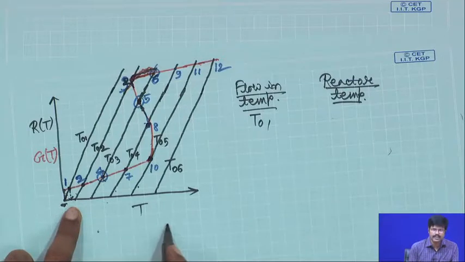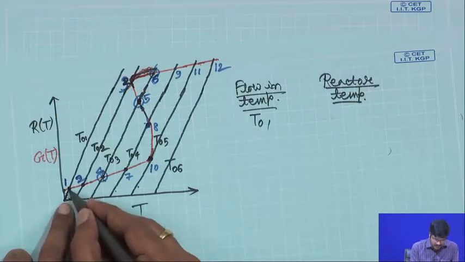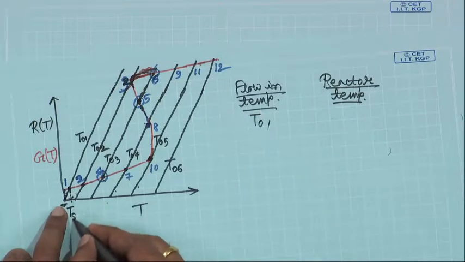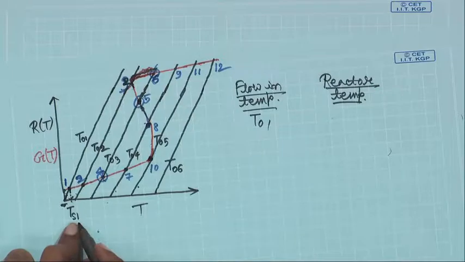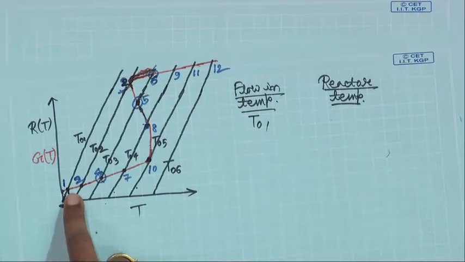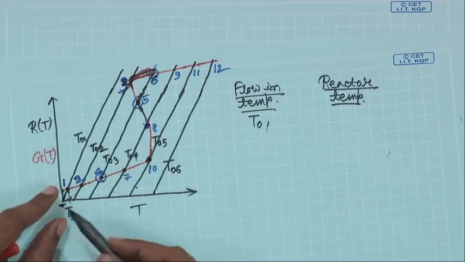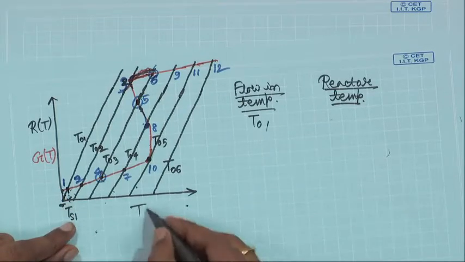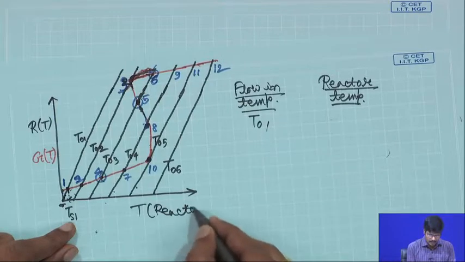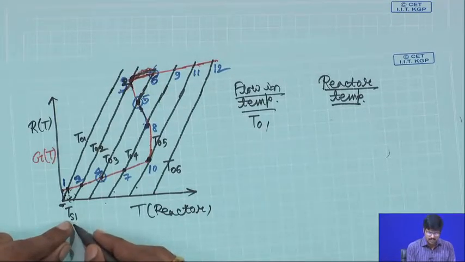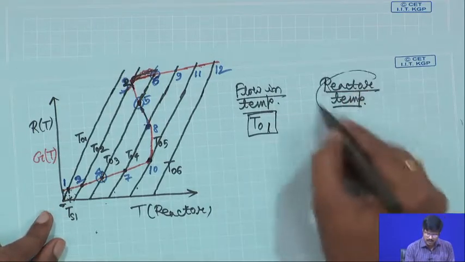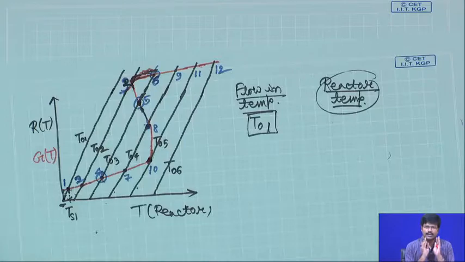So, what is the temperature corresponding to point 1 for the reactor temperature? This is the reactor temperature. At what temperature does this point correspond as far as the reactor temperature is concerned? Let us say that is Ts1, S because that is steady state. You know this point is a steady state point. So, that is Ts1, S designates steady state. So, for the flow-in temperature T01, the corresponding reactor temperature that has to be attained for the steady state is Ts1.